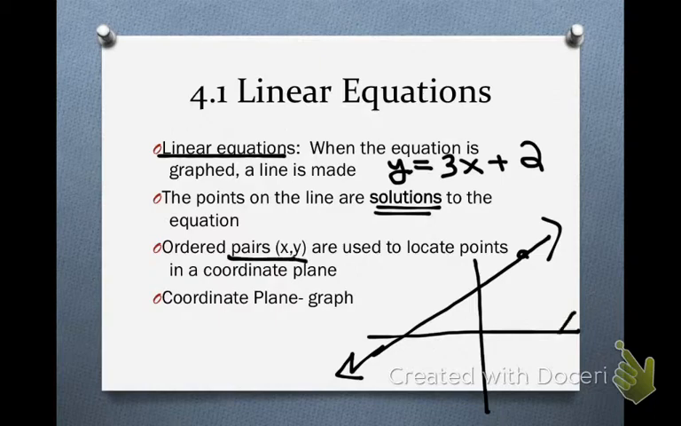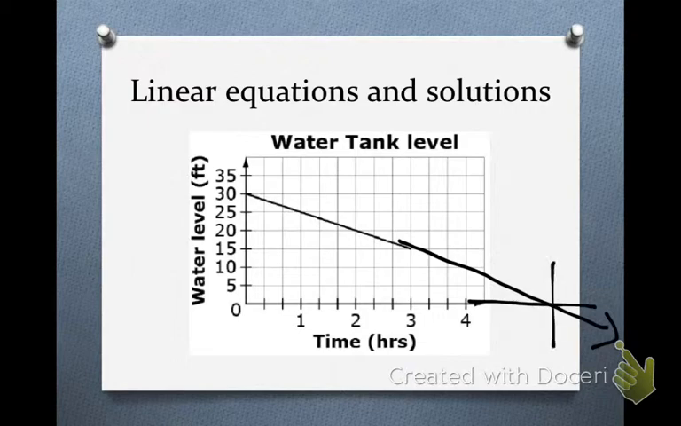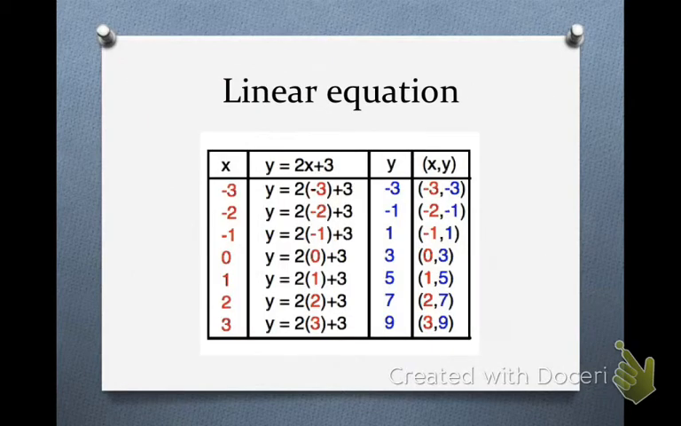So if I know that x is the horizontal axis, y is the vertical, I remember y to the sky, I know that x and that y can be substituted in for my equation, and they are solutions to the equation. A coordinate plane is just a fancy way of saying graphing. I have an example to show when you might use a linear equation. Let's say you had a water tank and there was a hole in it. And you could then use your linear equation to predict when your water tank would be empty.